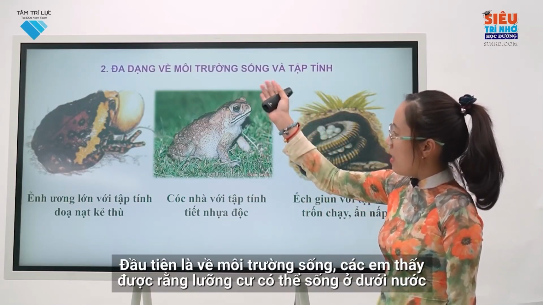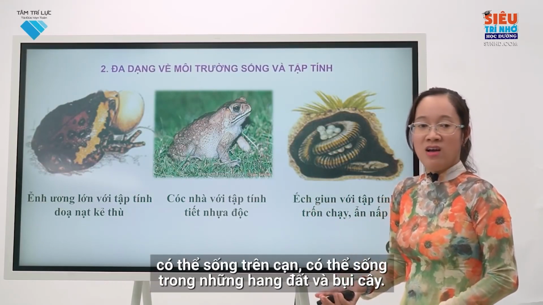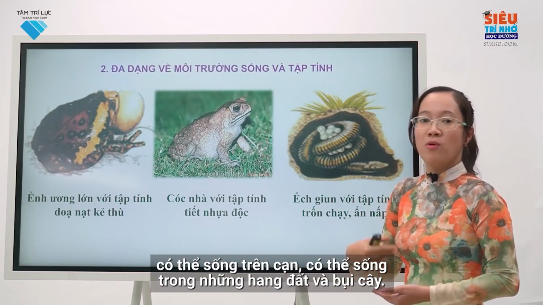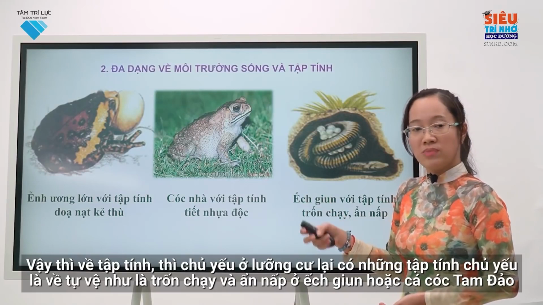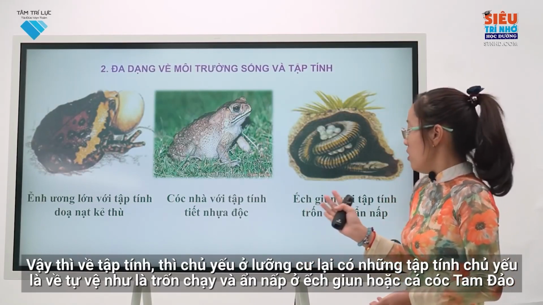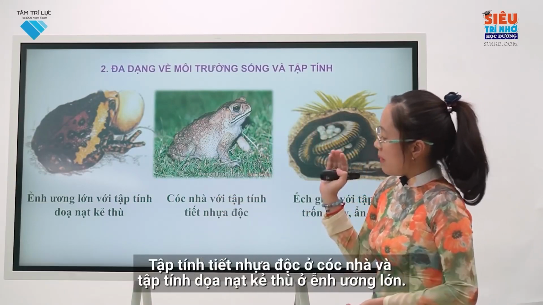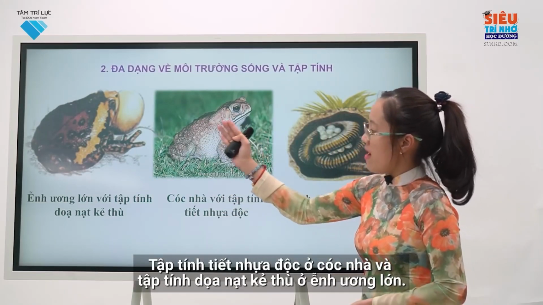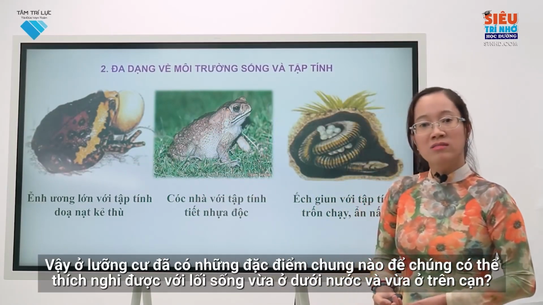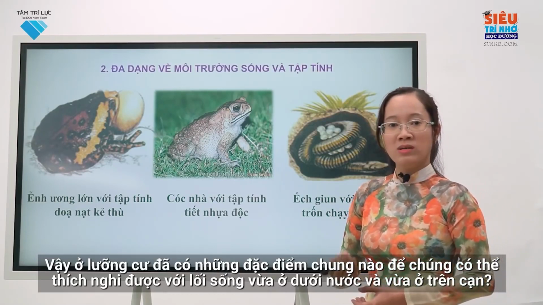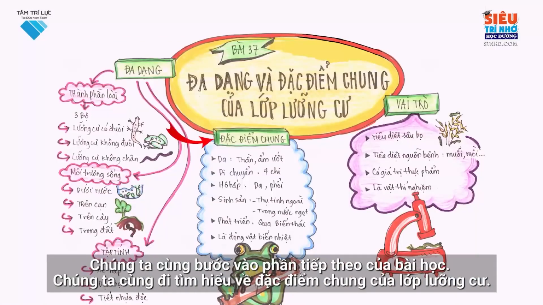First, about the habitat, you find that amphibians can live underwater, on land, in soil burrows and in bushes. In terms of behavior, amphibians mainly show self-defense behaviors, such as running and hiding in Ichthyophis glutinosus or Tam Dao salamanders, toxic secretion in house toads, and intimidating the enemy in large banded bullfrogs. So what general characteristics allow amphibians to adapt to both aquatic and terrestrial lifestyles? Let's move on to the next part of the lesson.